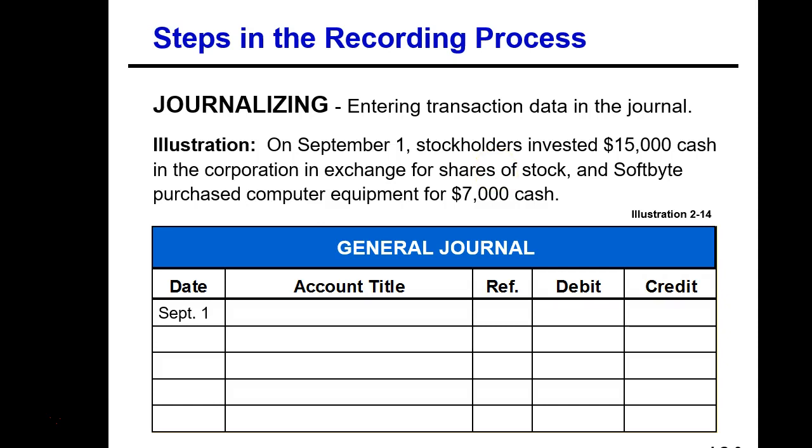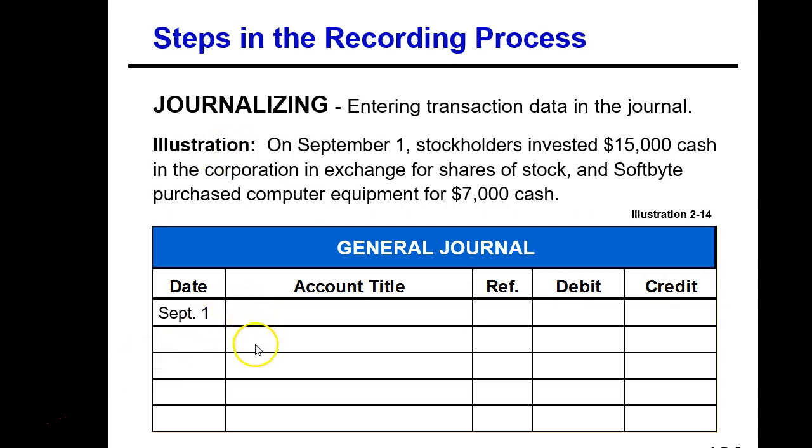What type of account is cash? You say assets? That's correct. Good. And assets increase on what side? Excellent. Assets increase on the debit side. Common stock falls under stockholders' equity, and it's also increasing. Common stock is going to increase on the credit side.